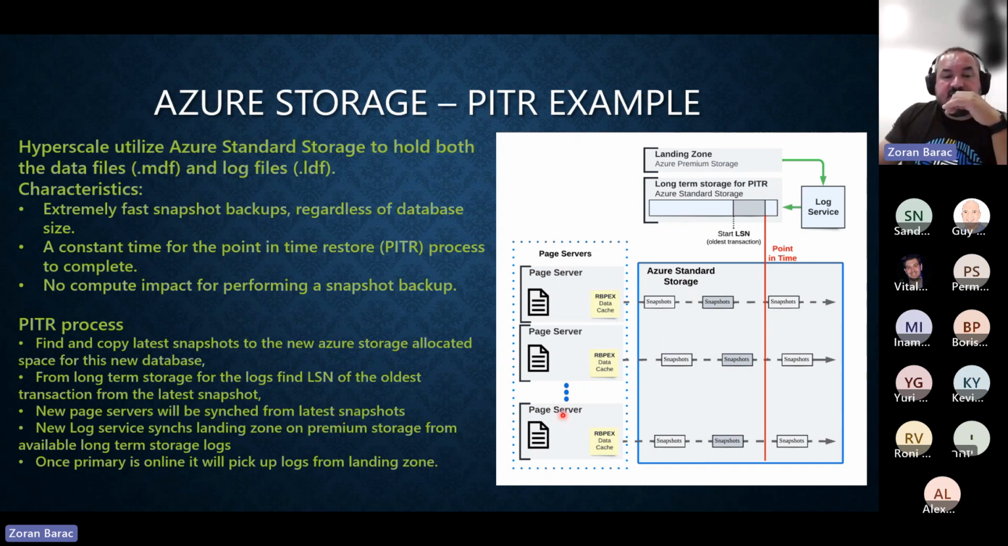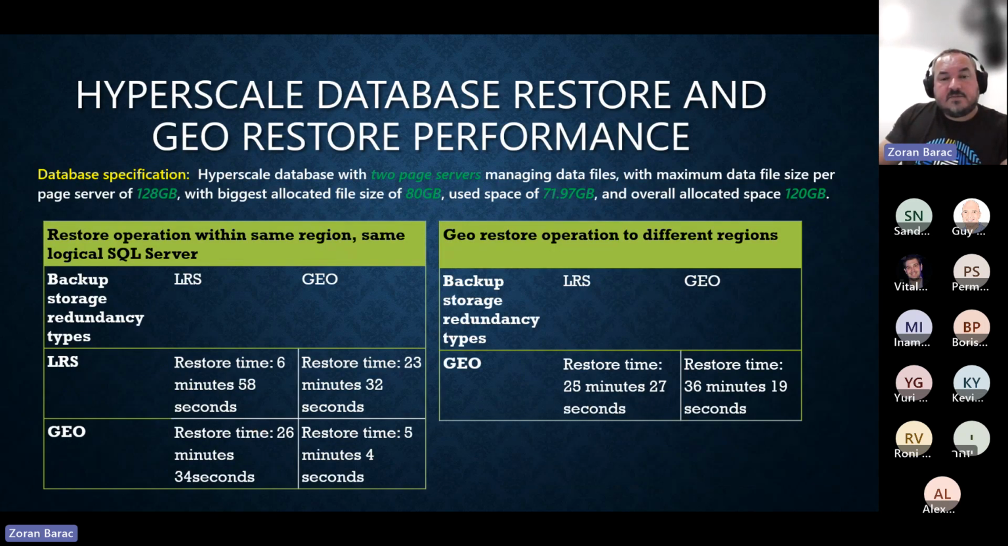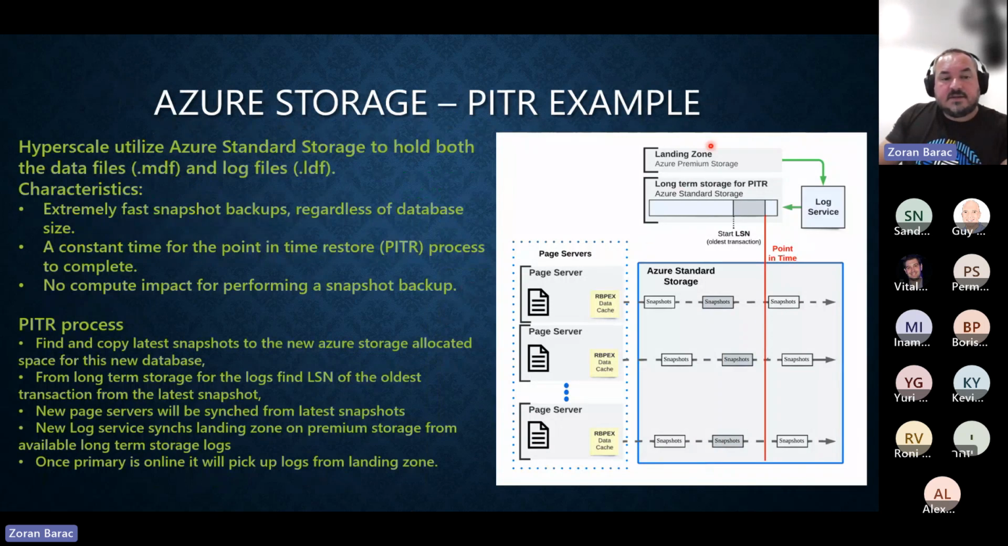Those page servers are going to sync from snapshots. But the new log service is going to sync from the landing zone. If you go back to when I was talking about the compute, when it's reading something, it goes directly from the attached storage to the landing zone. That landing zone is on premium storage, because you want it to be the fastest. The new log service is going to pull the data from the landing zone, and once the primary is online, it will pick those logs from the landing zone.